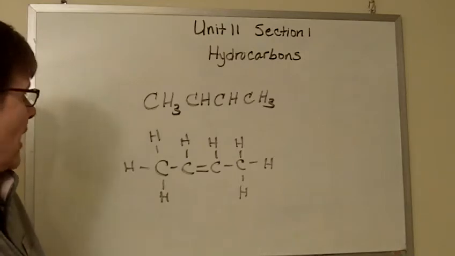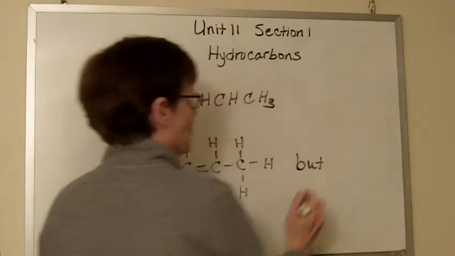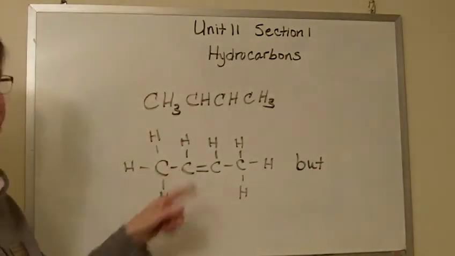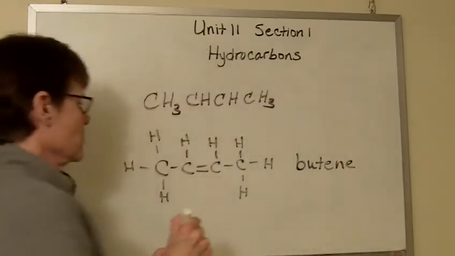So now that I look at that, I've got 4 carbons. So my prefix is bute. I've got a double bond. So my suffix is ENE.